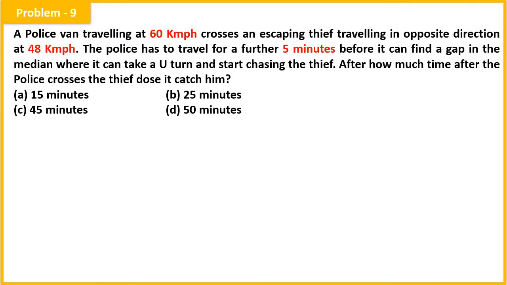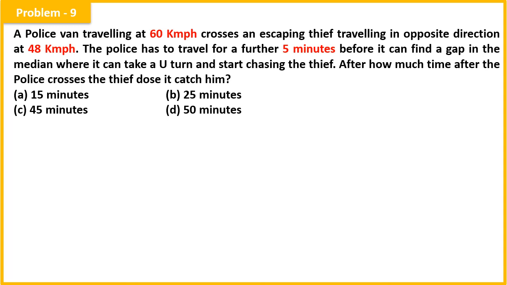Problem number 9. A police van traveling at 60 km per hour crosses an escaping thief traveling in the opposite direction at 48 km per hour. The police has to travel a further 5 minutes before it can find a gap in the median where it can take a U-turn and start chasing the thief. After how much time after the police crosses the thief does it catch him?